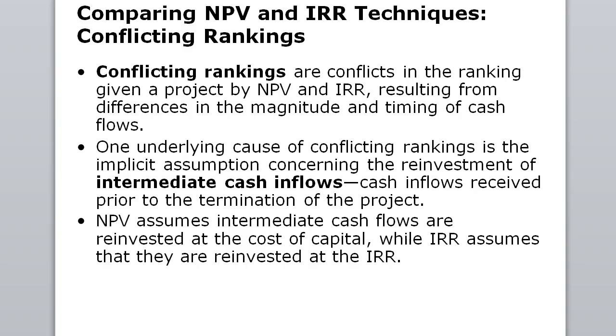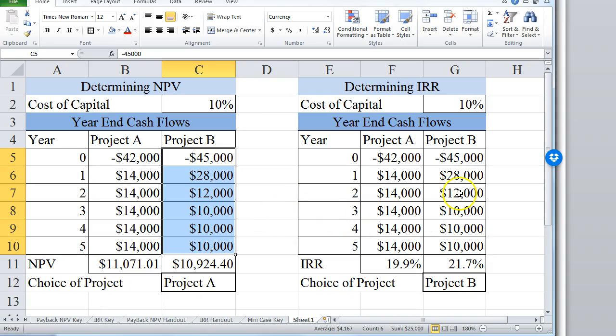So for cash flows received prior to the termination of the project, net present value assumes that the intermediate cash flows are reinvested at the cost of capital, while internal rate of return assumes that they are reinvested at the internal rate of return. So if we go back to my spreadsheet here, in here, these cash flows are being assumed to be reinvested at the 10% rate. Over here, these cash flows are assumed to be reinvested at the internal rate of return rate.